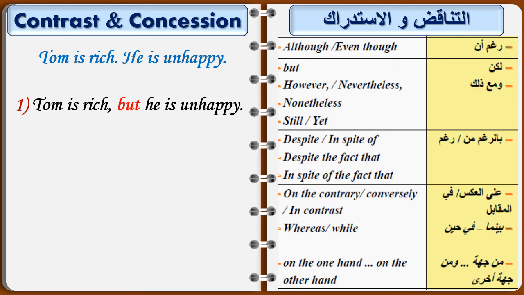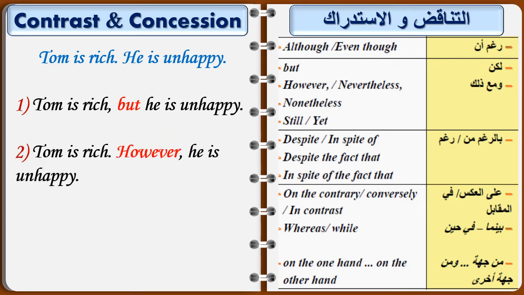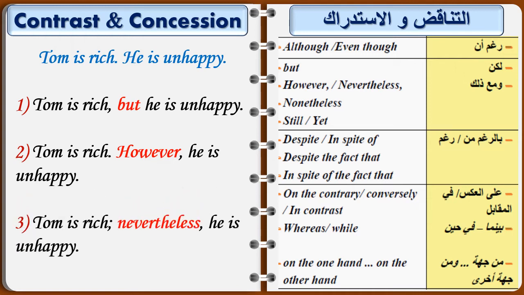Tom is rich, but he is unhappy. Tom غني لكنه غير سعيد. Or we can use however. Tom is rich, however غير أنه ولا رغم ذلك he is unhappy. Or we can use nevertheless. The same meaning. Again punctuation. We have here full stop or semicolon and here comma. This is number one.